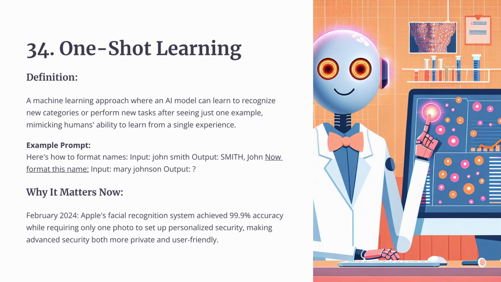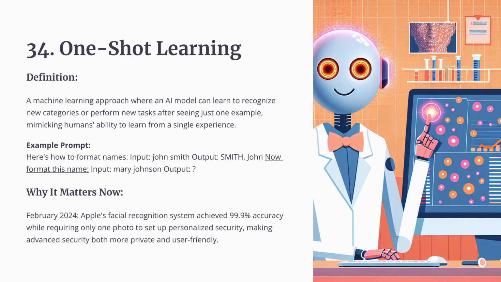Traditional systems needed multiple photos from different angles. It was like asking someone to do a photo shoot just to set up their phone. Now, just like how you can remember a face after one meeting, the AI needs just one photo while maintaining incredible accuracy. This isn't just convenient, it's also better for privacy since fewer personal images need to be stored.